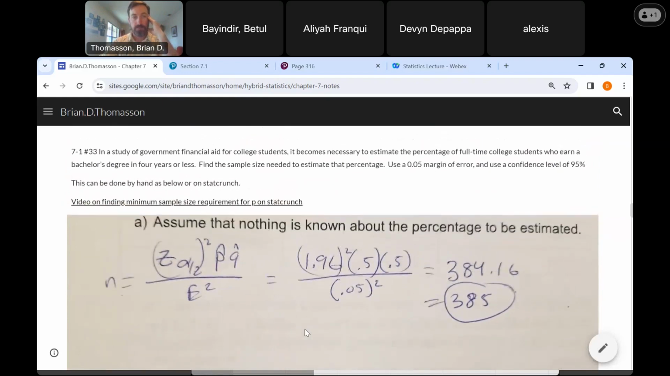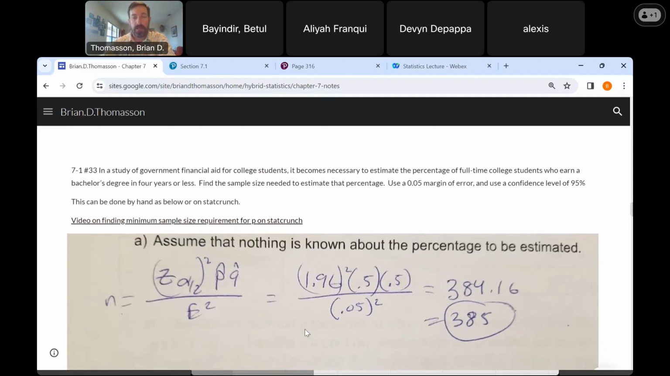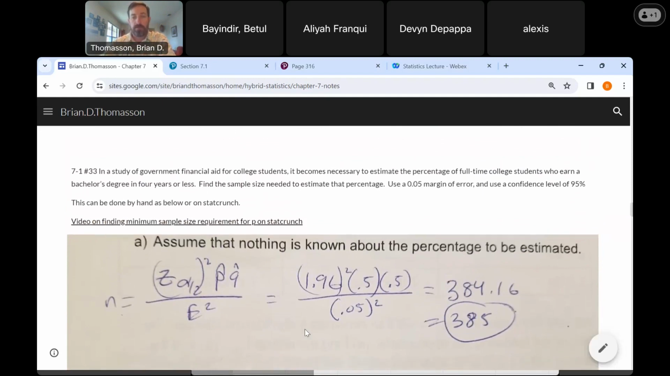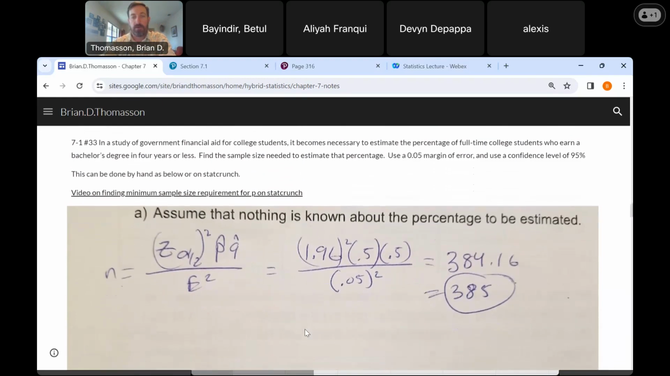Okay. So in this one, it says, in a study of government financial aid for college students, it becomes necessary to estimate the percentage of full-time college students who earn a bachelor's degree in 4 years or less. Find the sample size needed to estimate that percentage. Use a 0.05 margin of error and use a confidence level of 95%. Okay, so let's see what we have. So we want to be 95% confident and margin of error 0.05.